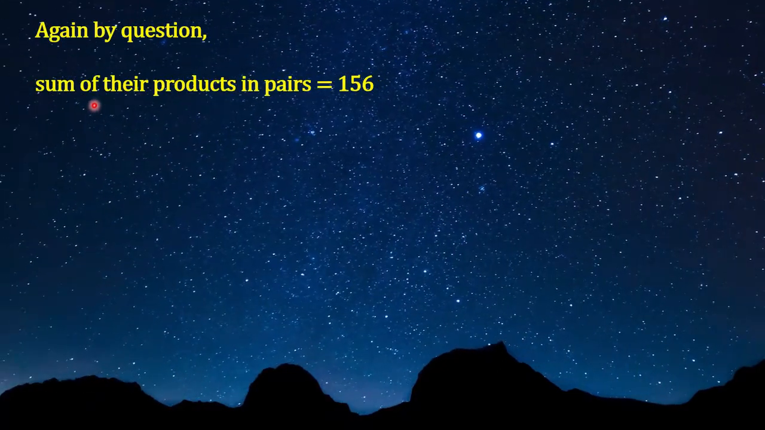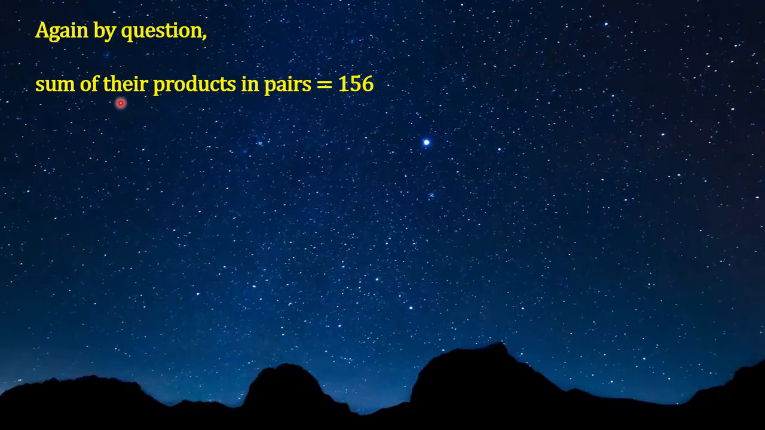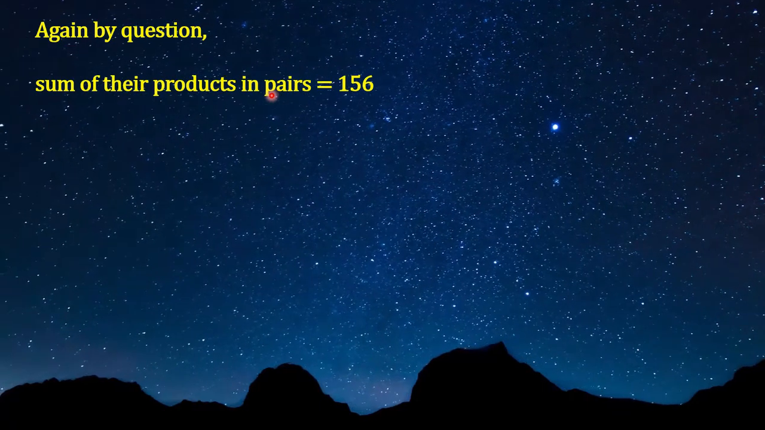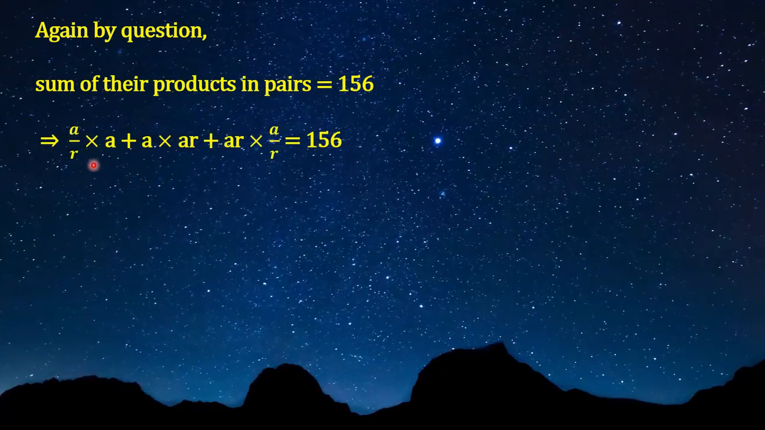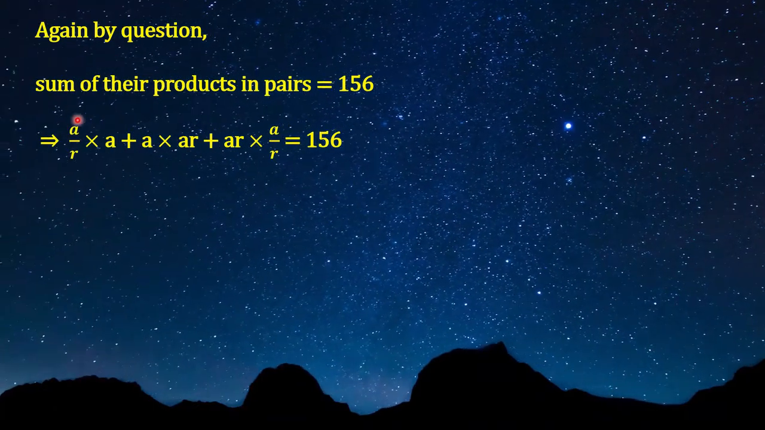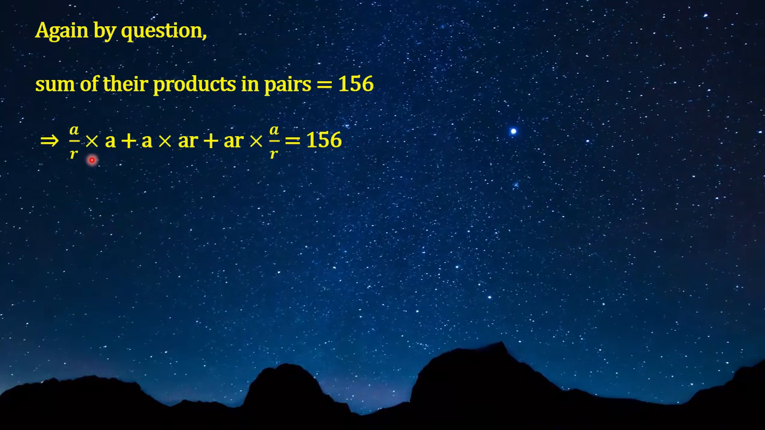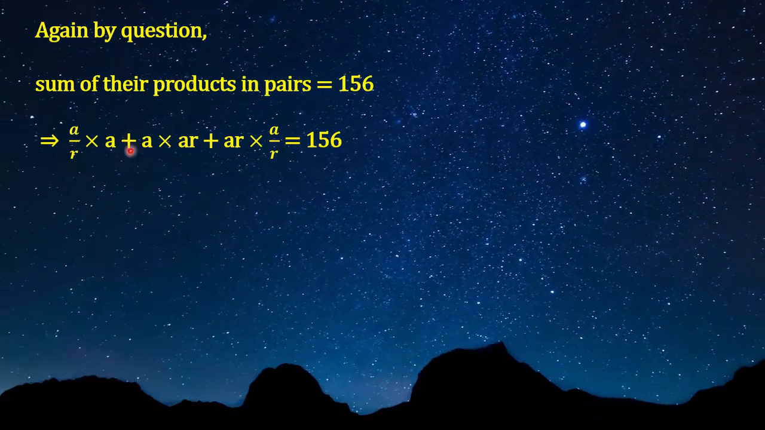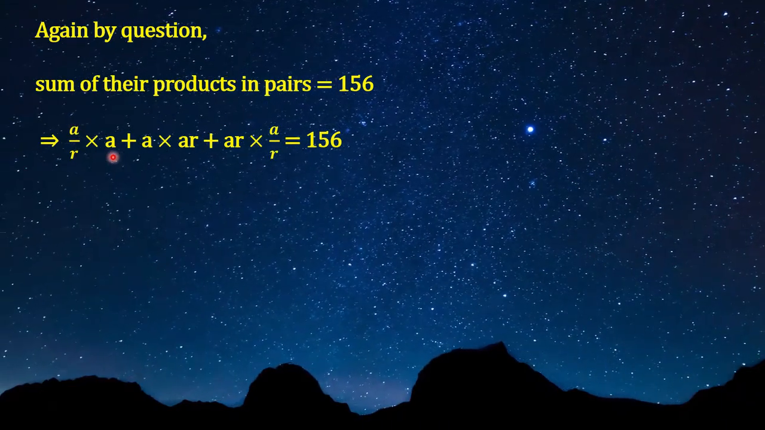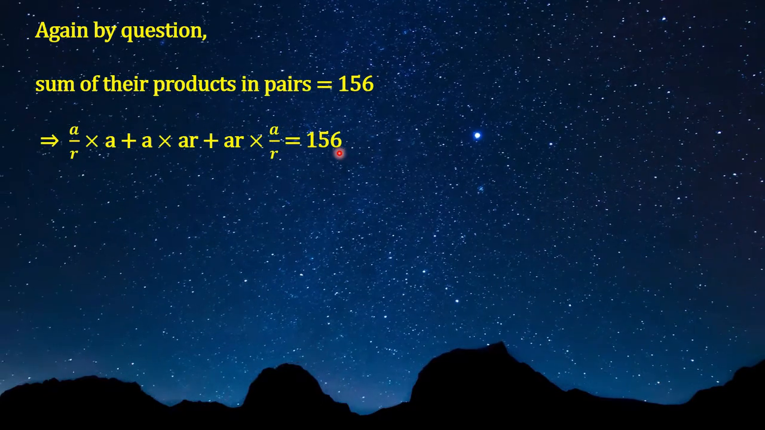Again by question, sum of their products in pairs is 156. Please keep in mind it has said sum of their products in pairs. That is a/r into a. Look, this is a pair. Product of the pair, isn't that? And again, sum. Sum of the product in pairs is 156.